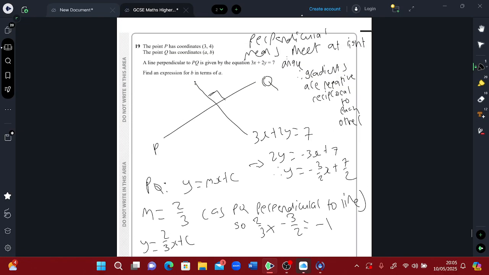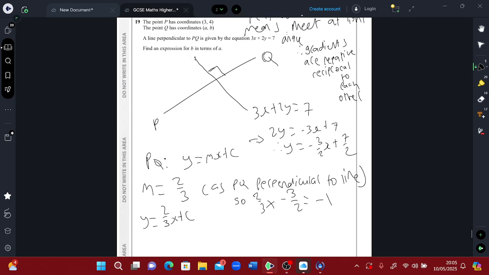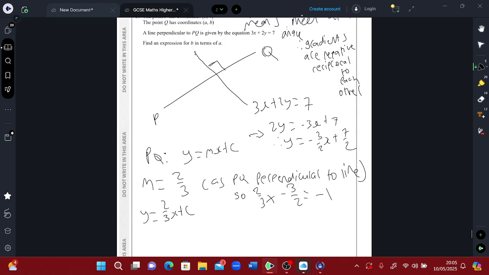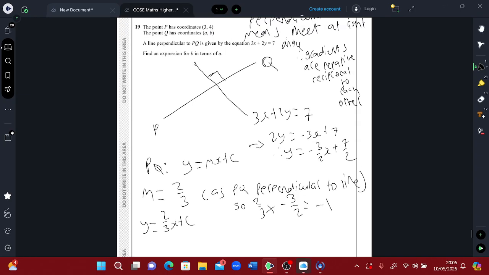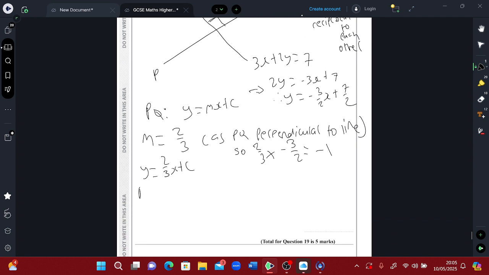This might not help us. We never know, but we can work with it anyway. But now we have a point on there, right? We have p. We know that p, so we can substitute this into the line here to find c.